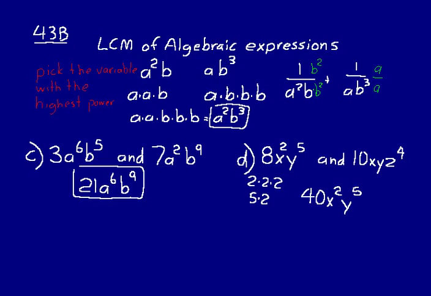For z, we pick the higher power. Now look, there's no z in that first term, but actually there is, right? We could put z to the 0 there, and we always understand that that means 1. So even if there's not a variable in one of the terms, we just pick the one that's to the higher power. Because if we were doing a fraction and trying to get a common denominator, we would have to have that z in the denominator. We couldn't just leave it out. So we'd say z to the 4th. And so that's our least common multiple: 40x squared y to the 5th z to the 4th.